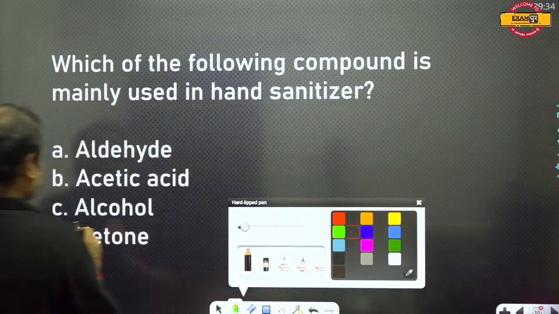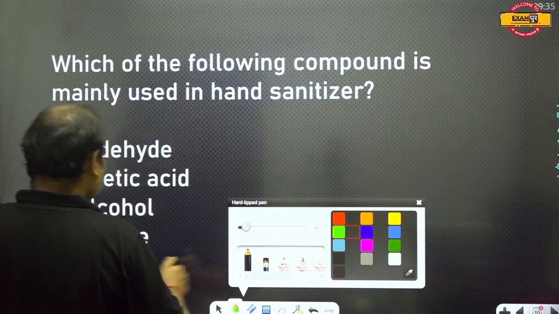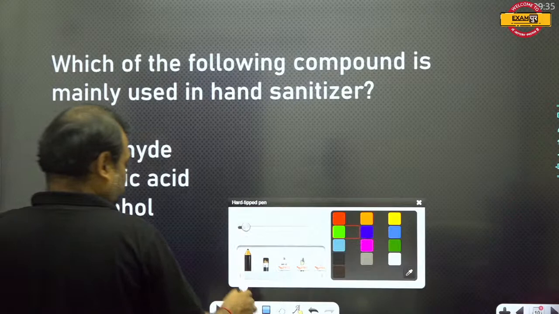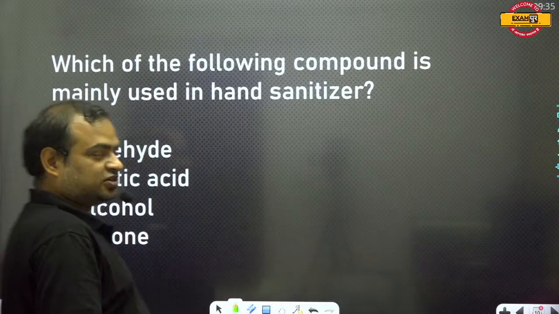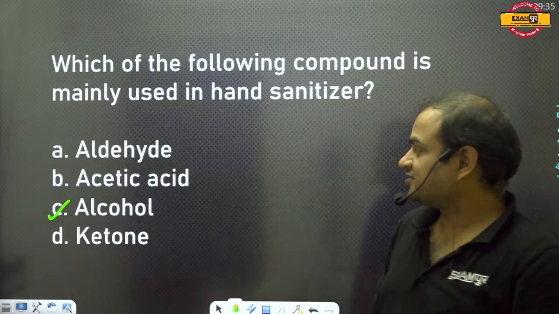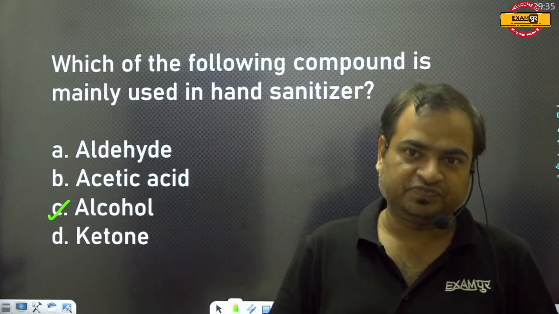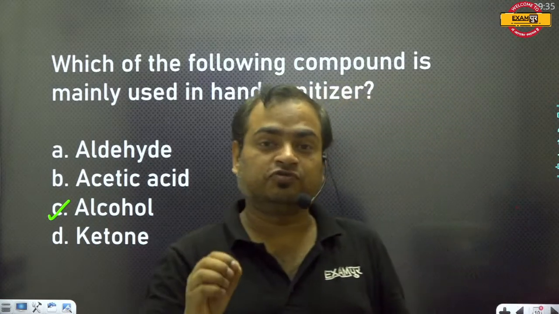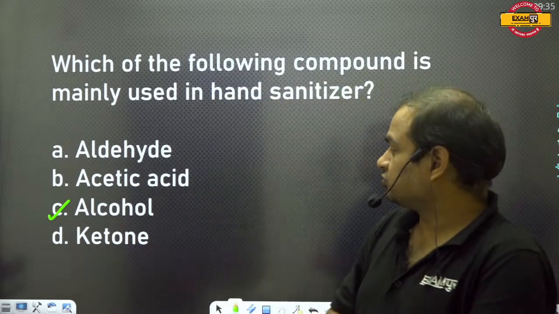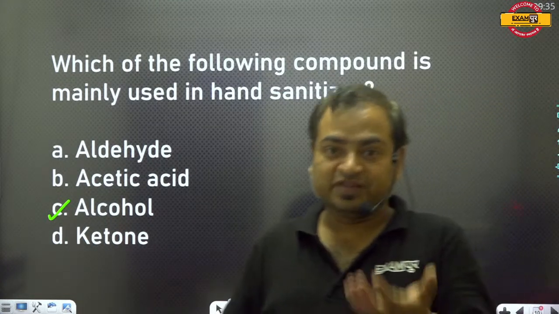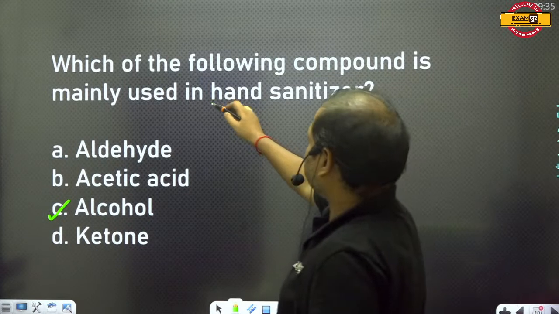So the correct answer is alcohol. Actually, alcohol is used in hand sanitizers to kill the germs, because alcohol is antibacterial. Alcohol has the antibacterial property. That's why it can kill the germs, and this is the reason that alcohol is used in hand sanitizers. Also, if we talk about some medicines which are used to wash the wounds on the body, these liquids also use alcohol, because alcohol can kill the germs. It has the antibacterial property, and this is the reason that alcohol is used in hand sanitizer.